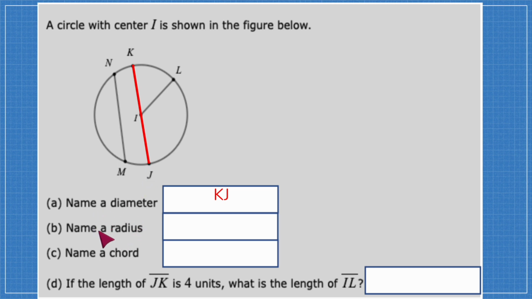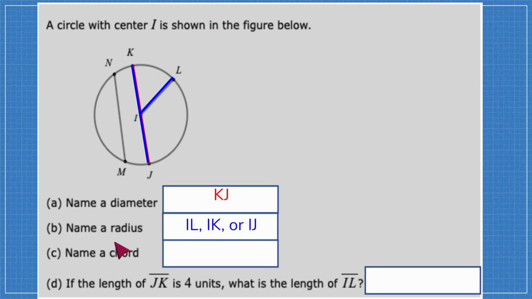For a radius, there are actually quite a few different options on this one. The easiest one to see really quickly is this one that goes from center to side. But remember, a diameter is also made up of 2 radii. So KI is also a radius, or JI is also a radius, or I could say IL, IK, or IJ. I can switch the letters around, beginning and end. That's not going to change anything. So those are my 3 options there. And technically there are 6 options because I could switch the letter orientation, like LI, KI, or JI.